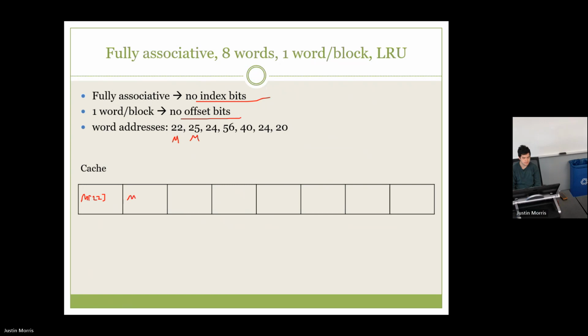Over here. 24. Memory 24. 56. Memory 56. 40. Miss. 24. Hit. Right here. Right? 20.